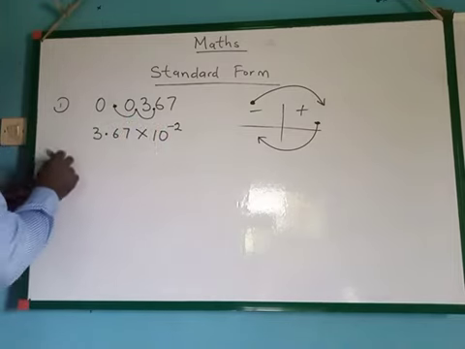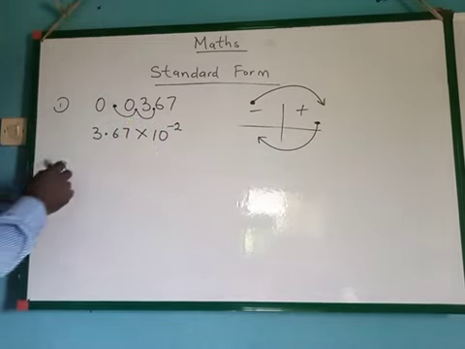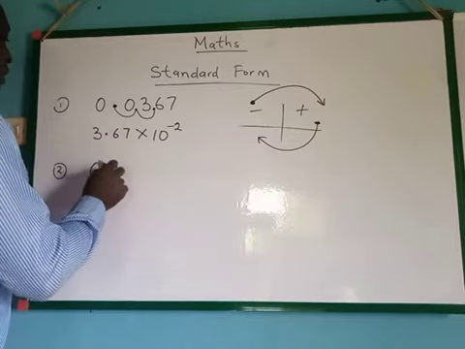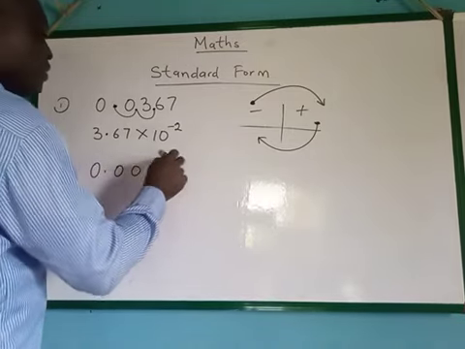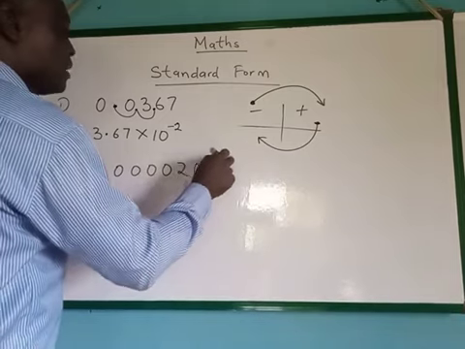So let us go to the second example. For instance, I have 0.0000206672.